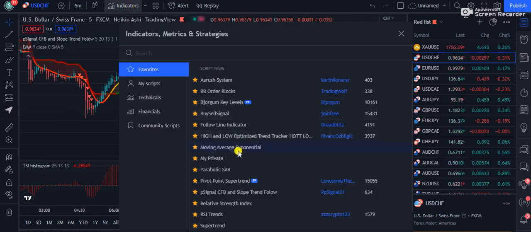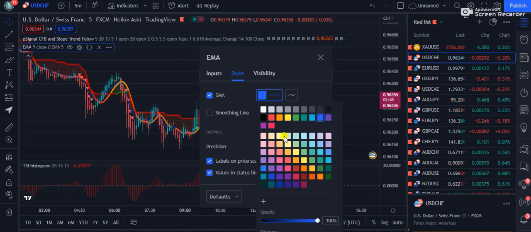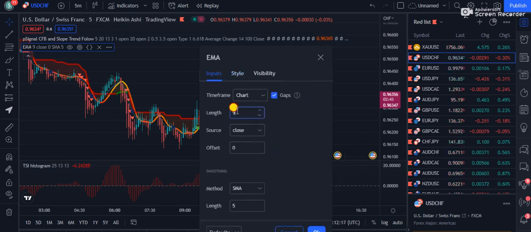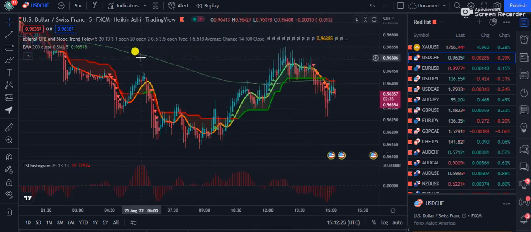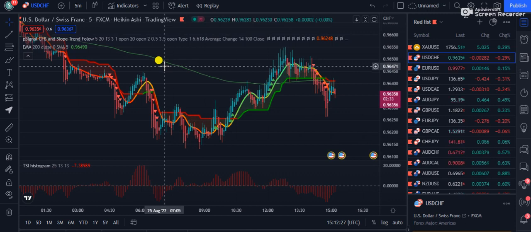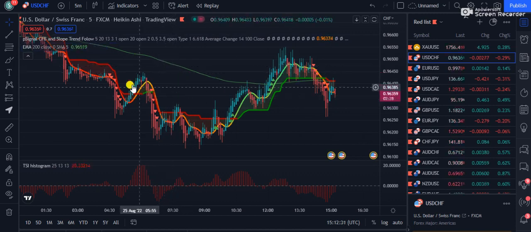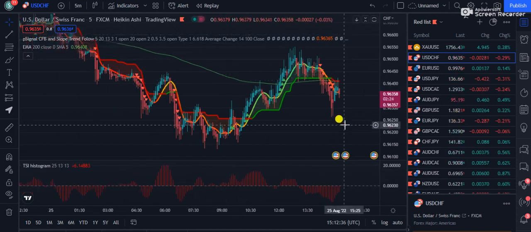And the third and final thing that we need to use is the moving average exponential. So I have just attached moving average exponential on my screen and going inside the settings. So I'm going to give it a green color, and then I'm going to inputs. Instead of 9, I will choose 200 for the moving average, and then I press OK. Okay guys, so the top line that you can see in the green color is the 200 EMA line, and this is the first indicator P signal that we attached, and this is the histogram, right?